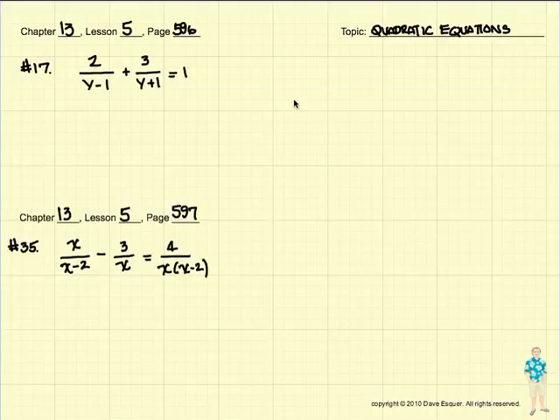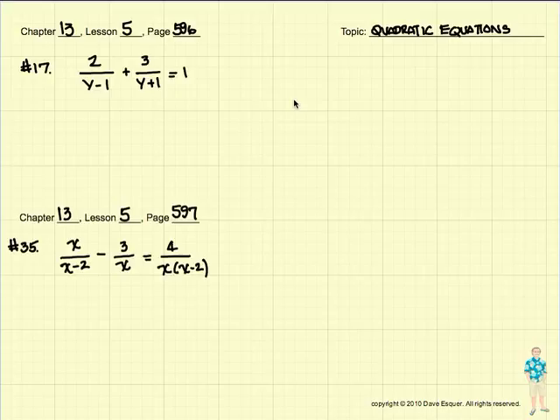Good morning. Chapter 13, Lesson 5 is on page 596. We're going to be using quadratic equations. These equations are going to be set to 0 or to something on either side. There will be an equal sign that we're going to have to deal with.